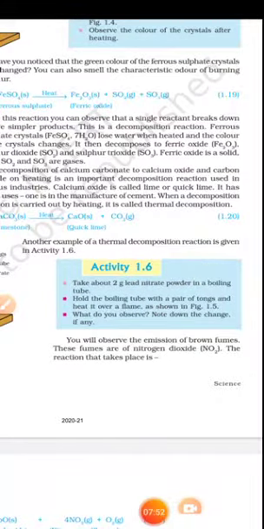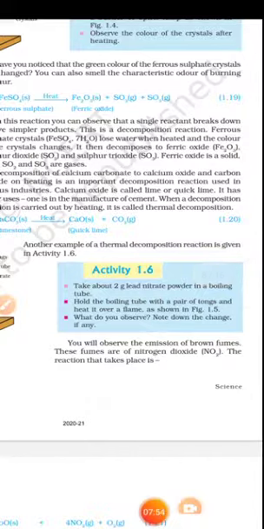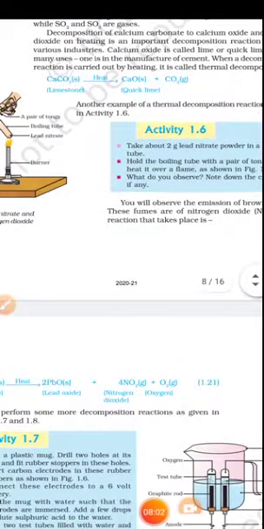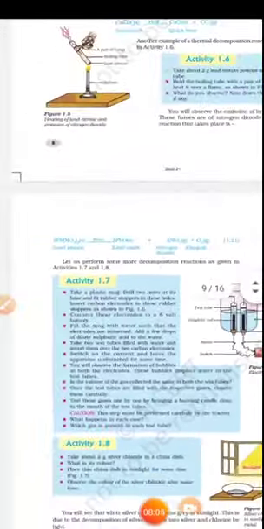Now, emission of brown fumes. This is an example of nitrogen dioxide. Now I will show you something.